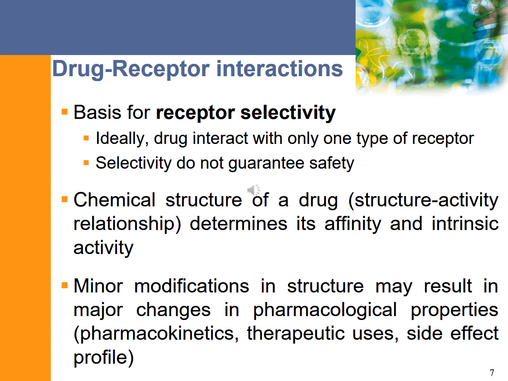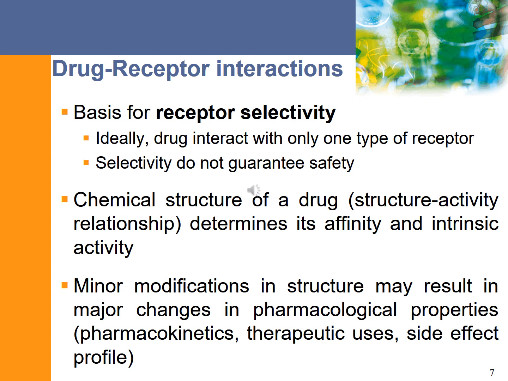Ideally you would want a drug that only interacts with one type of receptor and doesn't bind to anything else. That would be the ideal drug. But selectivity doesn't guarantee safety, because if you have a drug that is really selective to one type of receptor, but the binding is so strong that it is hard to reverse, then it's going to last longer, and it might be difficult in case of intoxication.